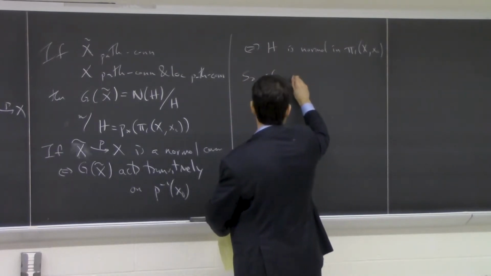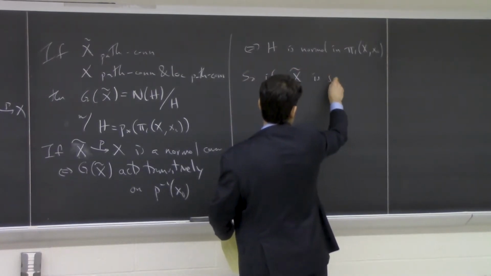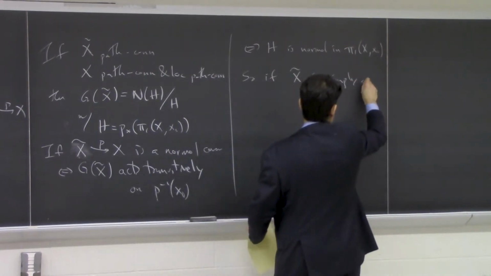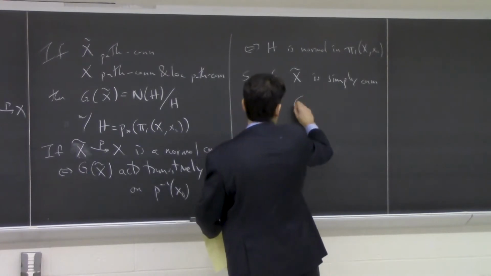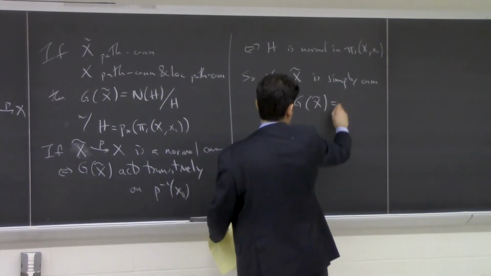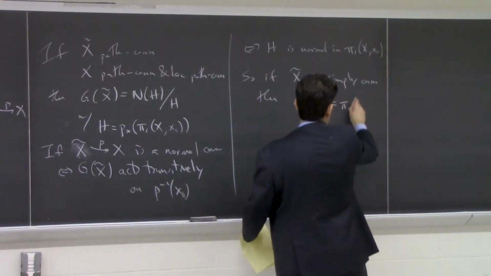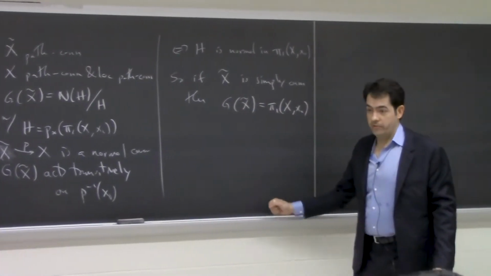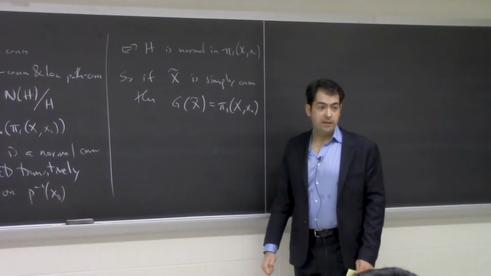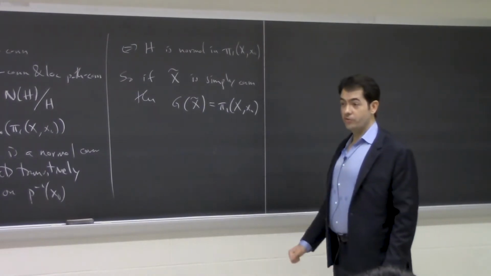So in particular, this is nicest if you have a universal cover. Then the deck transformations coincide with the fundamental group. Okay? That's what we did last time. Questions on last time?